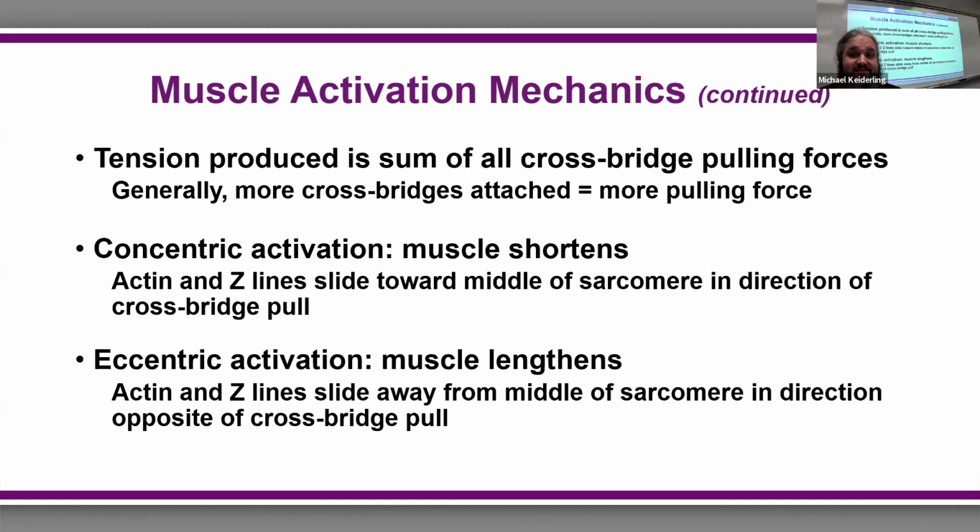Now, the tension produced is the sum of all the various cross-bridge pulling forces. Generally, the more cross bridges that are attached, the more pulling force you have. For concentric activation, the muscle shortens. The actin and Z lines slide towards the middle of the sarcomere in the direction of cross-bridge pull. For eccentric activation, the muscle is lengthening. The actin and Z lines slide away from the middle of the sarcomere in the direction opposite of the cross-bridge pull, but they're resisting this process.